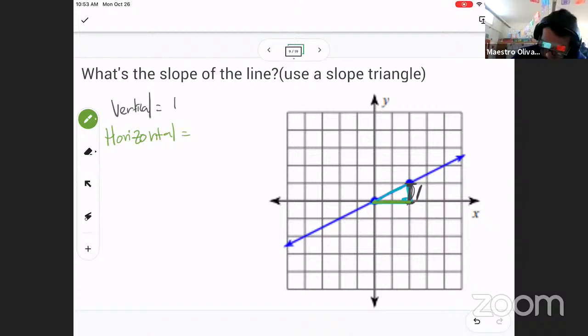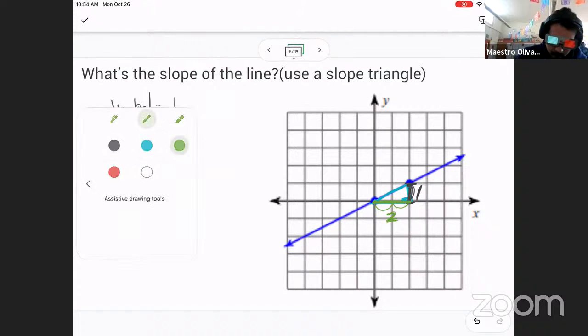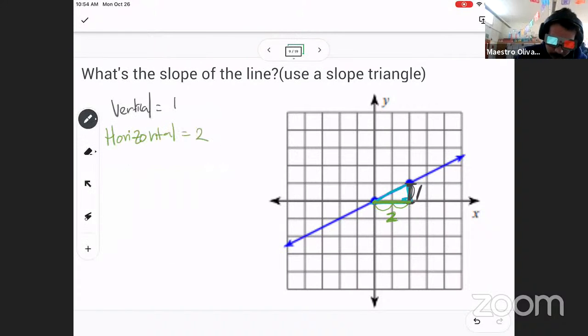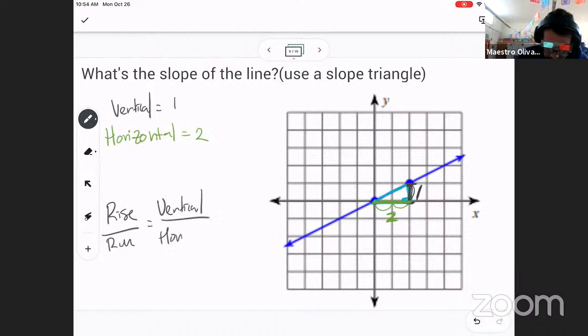Two squares. 1, 2. It's 2 squares. The last thing I gotta do is write out my slope. My slope is rise over run, which is, once again, it's gonna be my vertical over my horizontal change. So what's it gonna be?